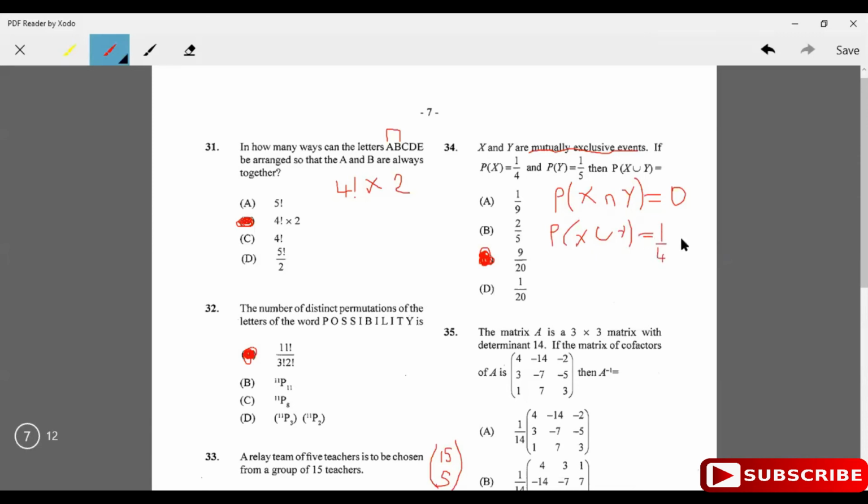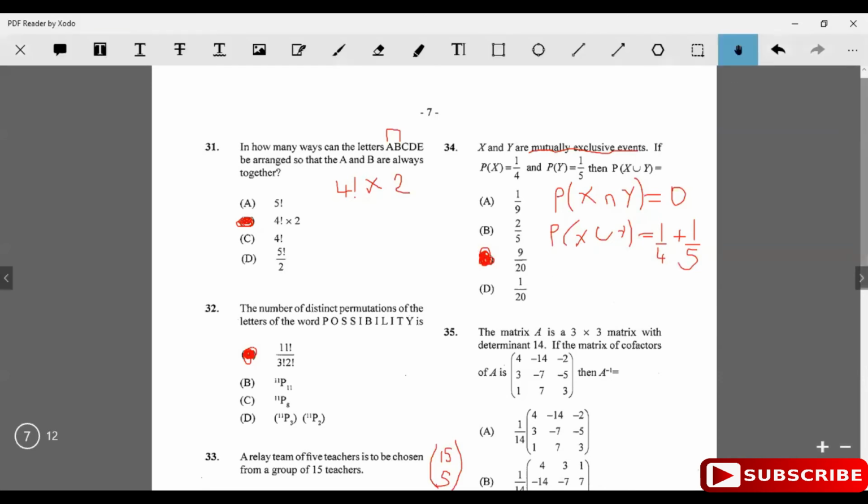Are they mutually exclusive? Yes. They have no intersection. There's no intersection, so that's why it's 9/20. Easy. That repeats so much. Okay.